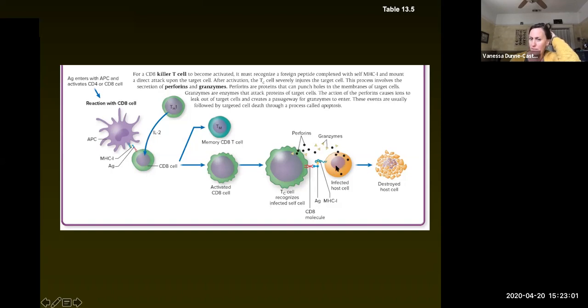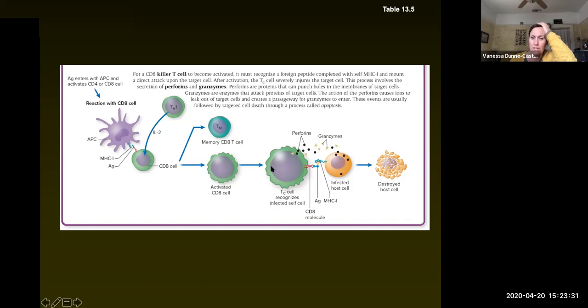Here's a picture of an infected host cell, like a viral infected or bacterial infected host cell. These cells, remember, are producing MHC class 1 constantly, and if they're infected, they're going to be presenting that foreign antigen on the surface of MHC class 1. If that antigen is a perfect match to this T cell receptor from way back in the beginning, then this leads to the effector function.